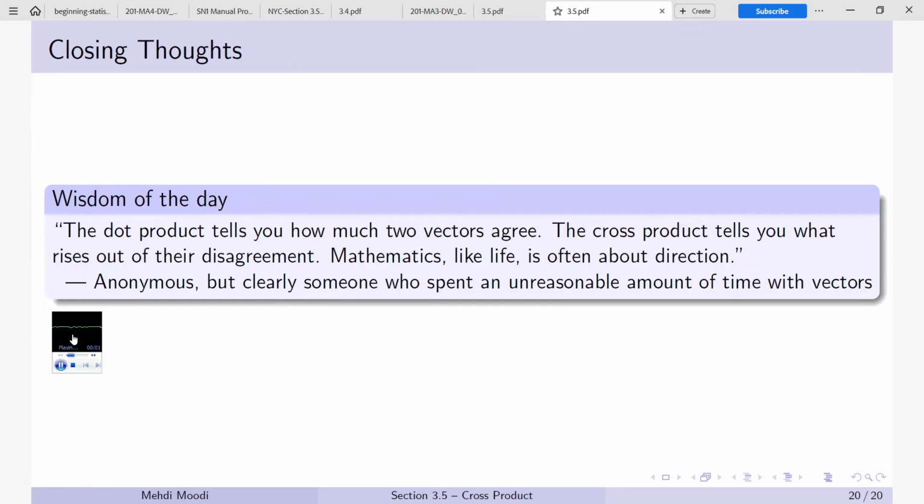Today, the big ideas were perpendicular vectors, area, volume, planes, and skew lines. So one operation gave us algebra, geometry, and a mild existential crisis all at once. The cross product is basically the Swiss Army knife of 3D space.